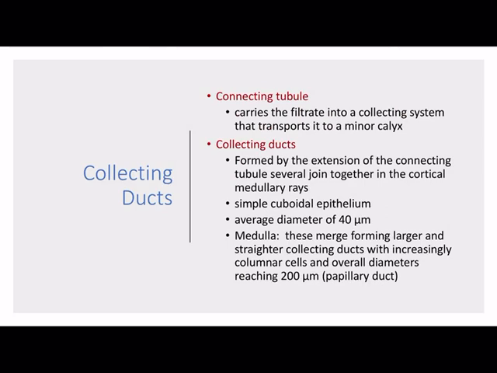Now you will have your collecting ducts, which will carry the filtrate into the collecting system to transport into the minor calyx. Your collecting ducts are formed by the extension of the connecting tubules, several joined together in the cortical medullary rays. They are simple cuboidal epithelium. The average diameter is 43 micrometers. At the medulla, these merge, forming larger and straighter collecting ducts, which increase with columnar cells and overall diameter, reaching 200 micrometers, going to the papillary duct.